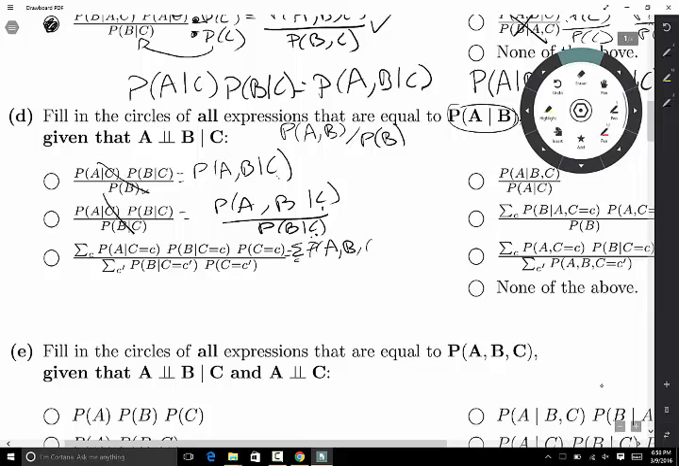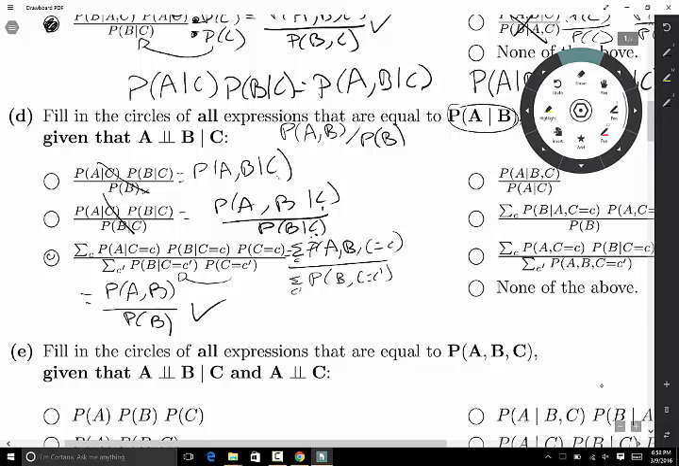the probability of A and B and C by the chain rule. And on the bottom, we've got the sum over C prime of probability of B and C equals C prime, again using the chain rule. Now when we sum over C in a joint distribution, that means we can just take it out. So this is equal to the probability of A and B divided by the probability of B, which is exactly what we want.